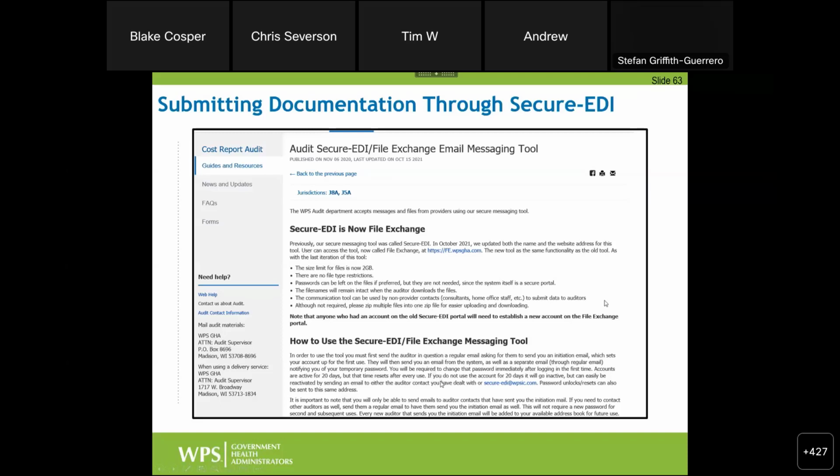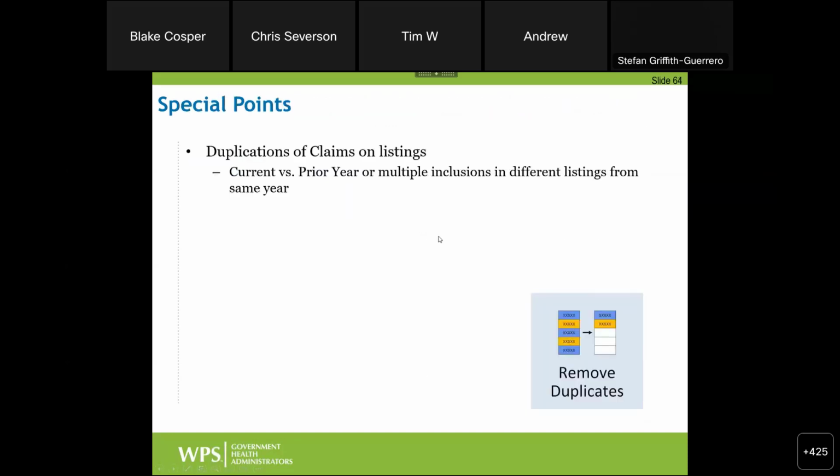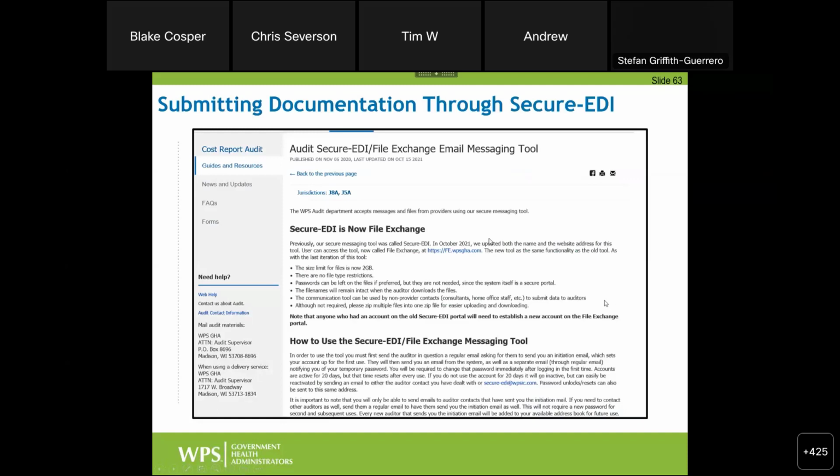And here is information about the expiration. They're active for 20 days, and if you don't use it within 20 days, it expires. Again, it's pretty easy to have it set up again. You've got to get with that auditor, but if you log in within 20 days, it'll keep active. You can also contact your auditor for password resets. So that's really the information we have for the Secure EDI tool.